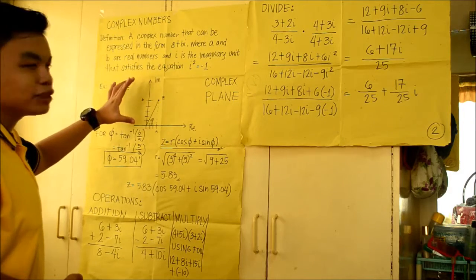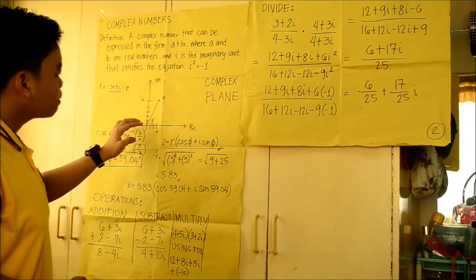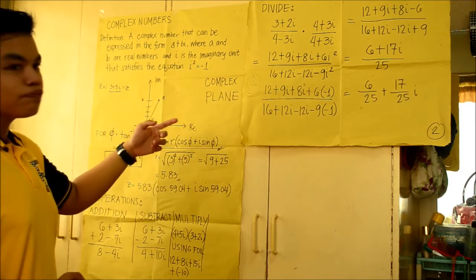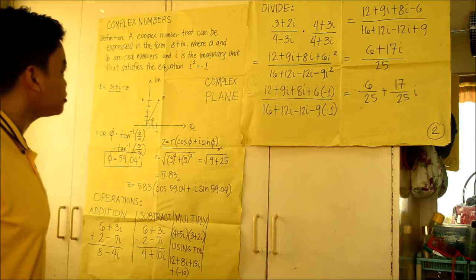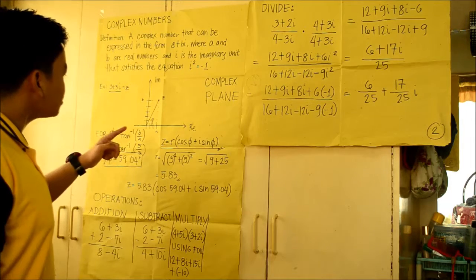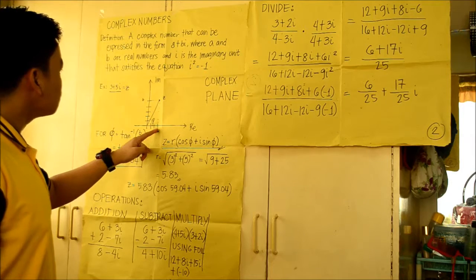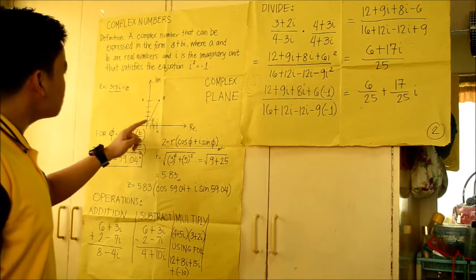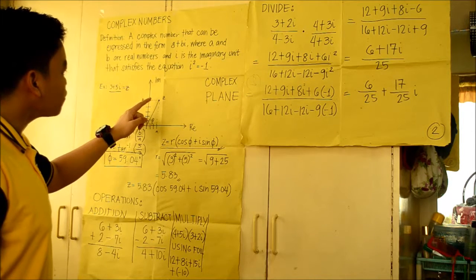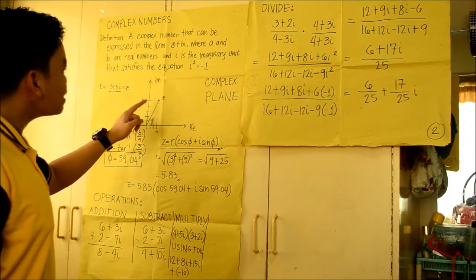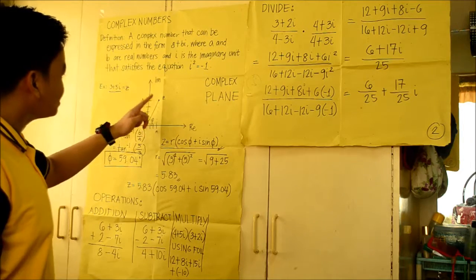Here we have a complex plane. We will plot this equation there, where the x-axis is for real numbers and the y-axis is for imaginary numbers. So we will plot first the real number 3: 1, 2, 3. Then the imaginary number is 5: 1, 2, 3, 4, 5. Then the intersection of the real and imaginary numbers is labeled as z.